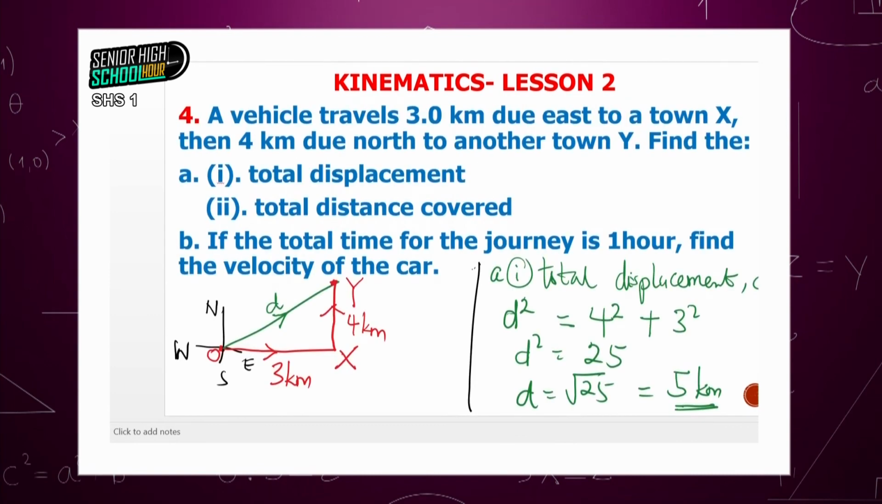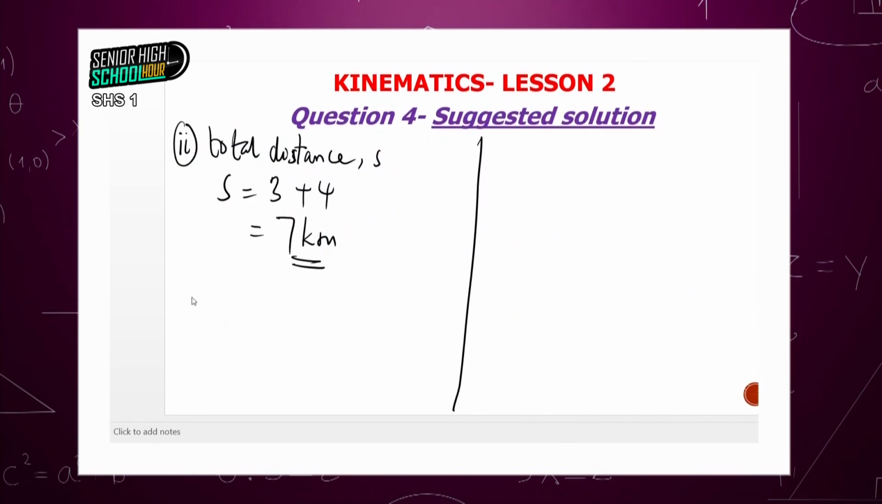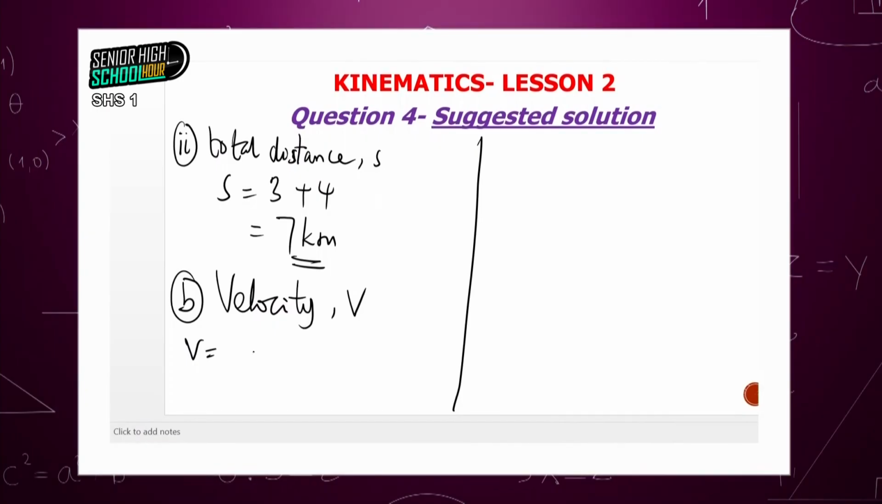Then we are asked again to find the velocity of the car if the total time for the journey is 1 hour. So for the B part, I have to find velocity, which is V. Now we know that the formula says velocity is equal to the displacement over the time taken, the rate of change of displacement. That gives us velocity. So V will give us the displacement over the time.